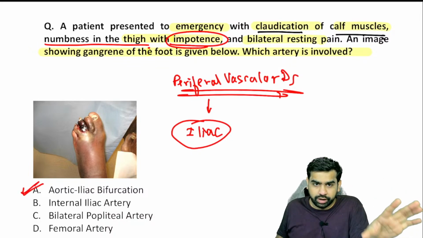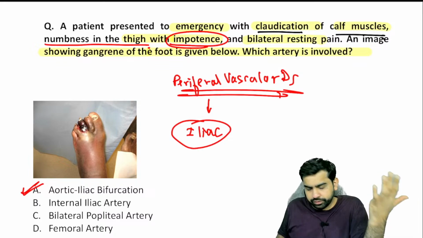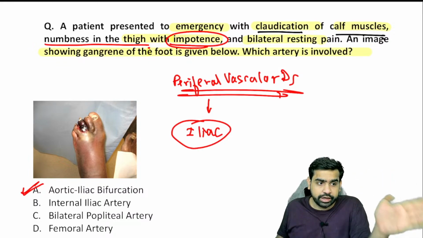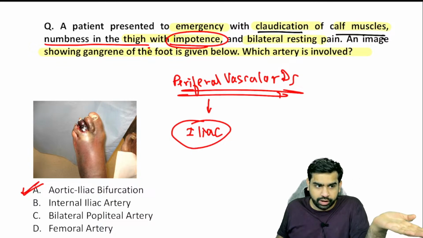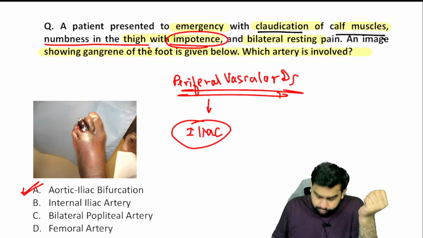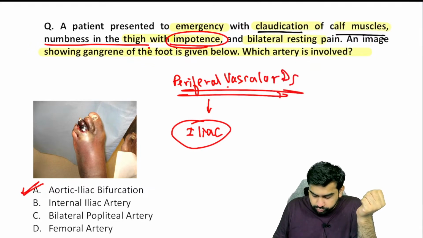So here either there is peripheral vascular disease or atherosclerosis or whatever, but here there is an involvement of an aorto-iliac bifurcation. That is why you have this particular impotence over here. That is what is Leriche syndrome. I hope you have understood this particular point.